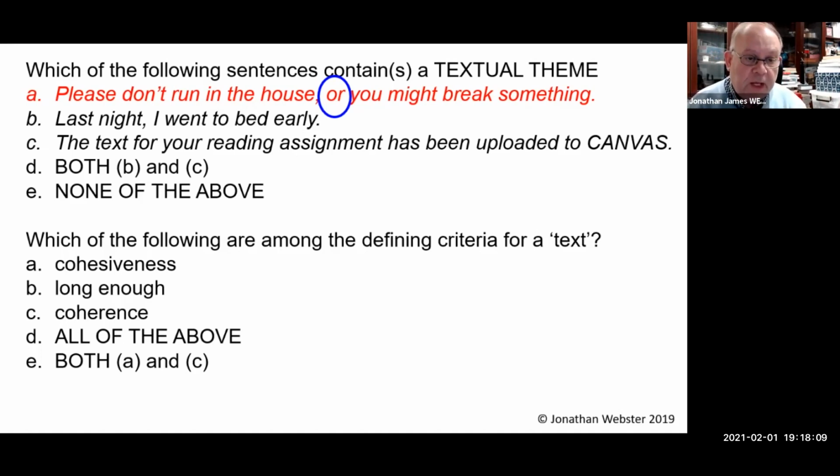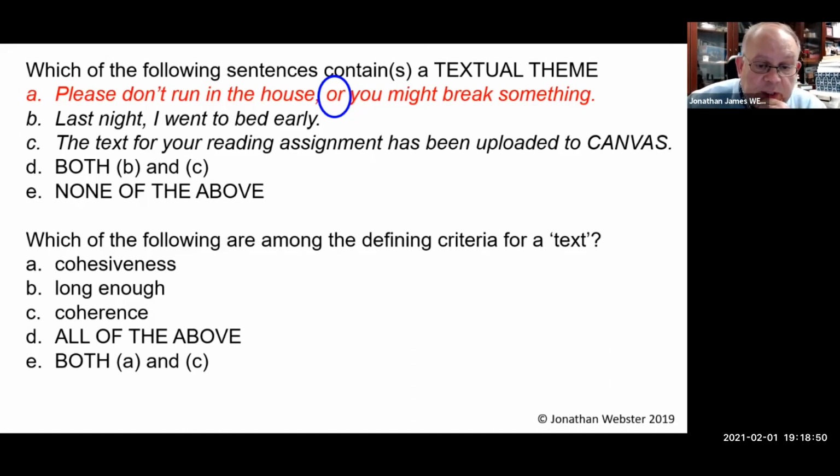Now, last night I went to bed early. There's nothing there. Last night is the circumstance theme. The text for your reading assignment has been uploaded to Canvas. What's theme? The text for your reading assignment, grammatical subject. All right, so last night, adjunct, circumstance, is theme. The text for your reading assignment, grammatical subject, is theme. A is the correct answer.